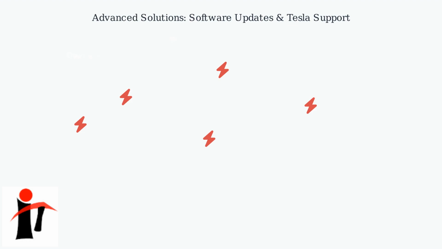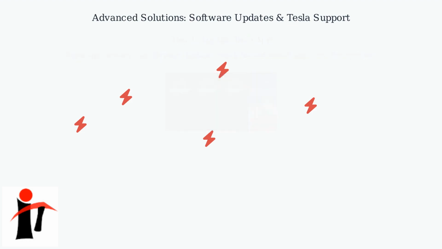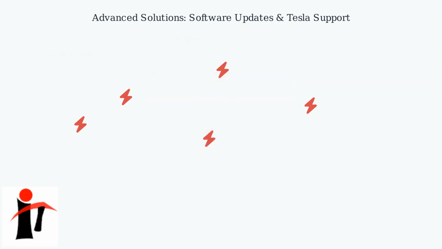For advanced solutions, start by ensuring both your Tesla app and vehicle firmware are fully up to date. Tesla releases frequent updates that specifically address charging recognition issues, including fixes for location, rate plans, and connectivity problems. Next, update your vehicle's firmware directly from the touchscreen. These updates often include critical fixes for home charging integrations and API connections.